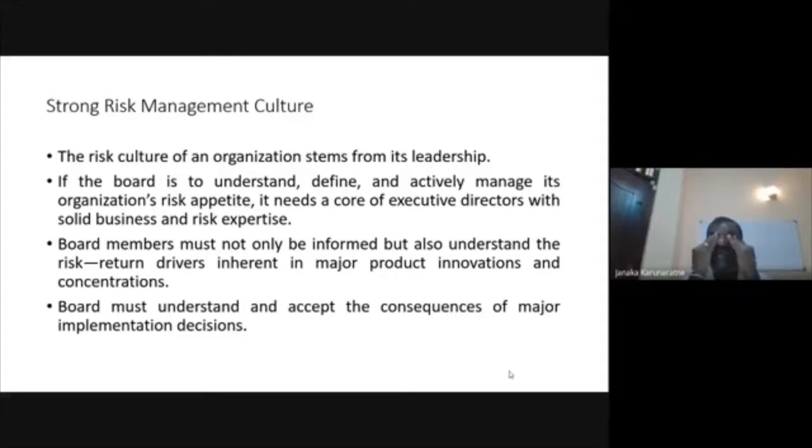So that's why I said at the beginning, in the composition of the board, you must have a core of executive and non-executive directors with the right skills and experience. That's very important. They should not just take decisions as they feel. Overall, a strong risk management culture is very important, so that it is built into the governance framework, so that risks are understood properly and managed properly, and the boards take appropriate decisions within the risk culture framework.